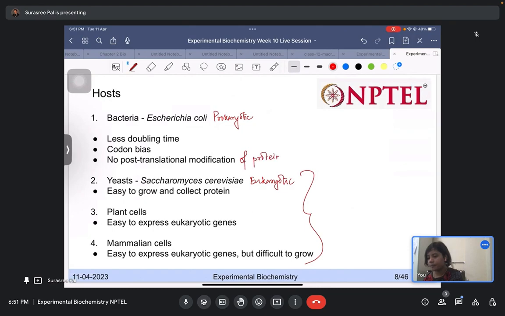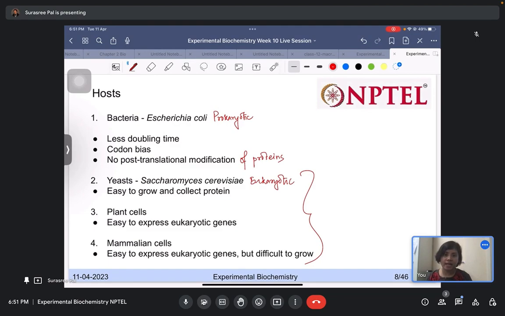proteins, in eukaryotic systems, there are several post-translational modifications that are performed on the proteins. For example, it can be phosphorylation, it can be acetylation. These kinds of post-translational modifications are not observed in prokaryotic systems.